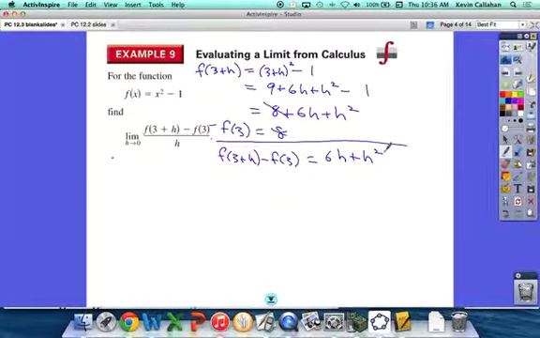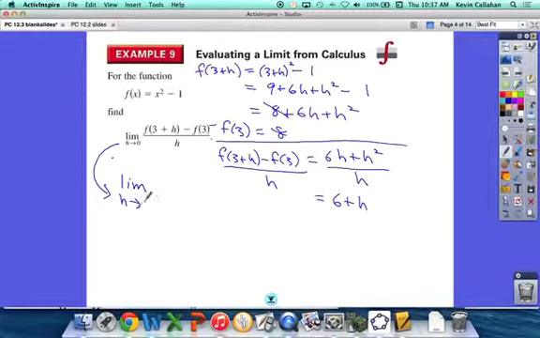And now because it's divided by h, I divide both sides by h. And what should happen is, whenever you do the numerator, you should lose every term that doesn't have an h in it. So everything that's left in the numerator has an h in it. You're going to be able to cancel the h in the denominator. This thing is 6 plus h. So actually, this limit right here is the limit as h approaches 0 of 6 plus h.